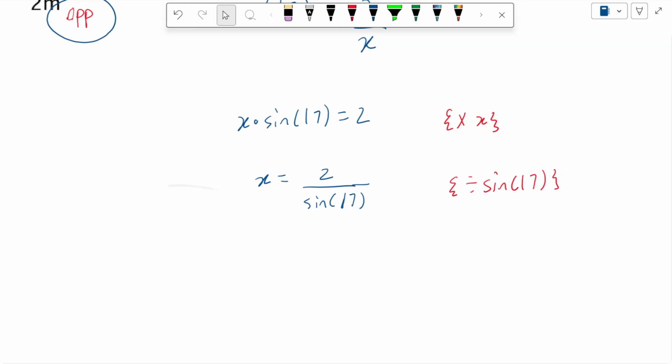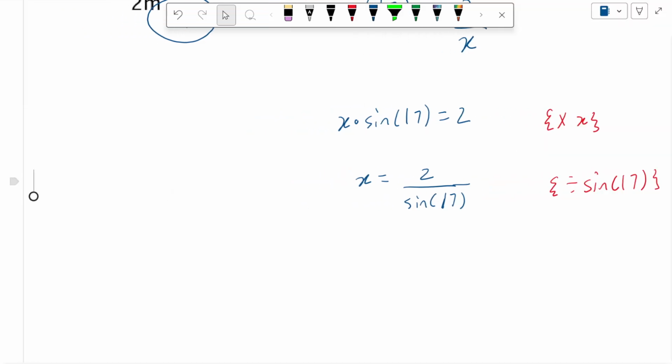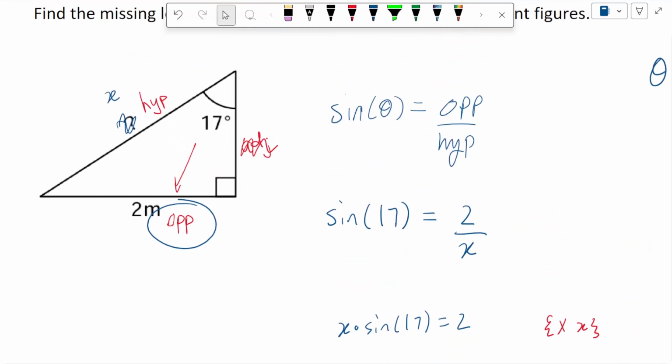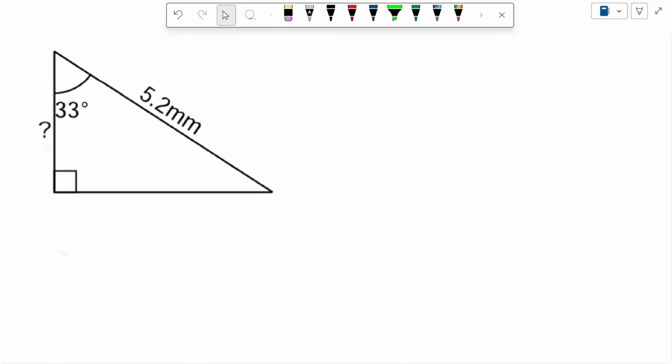Okay, so we want 2 over sine 17. We can chuck that into a calculator, so we'll go 2 on the top, and we'll go sine of 17 on the bottom. You're going to get 6.84. Let me just do a sanity check for a second because 2 is on there. The hypotenuse should be the longest side, so you've got 6.84, which does make sense.